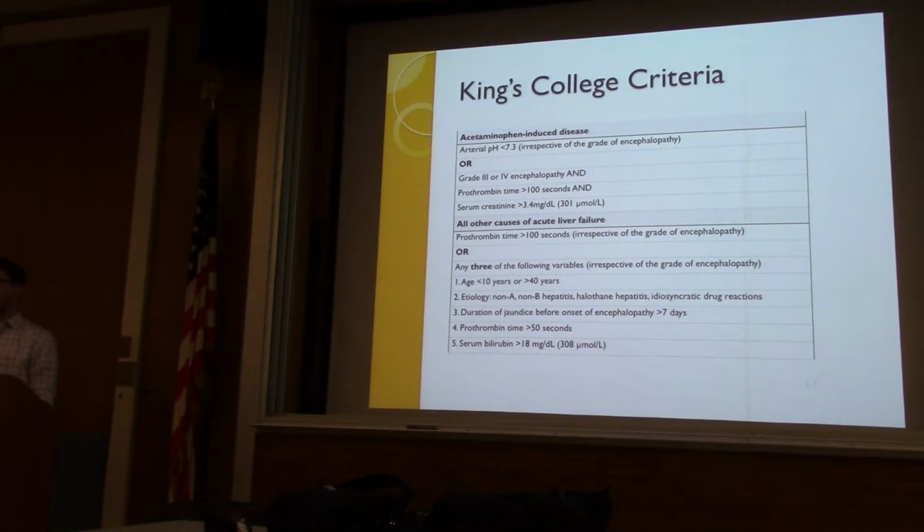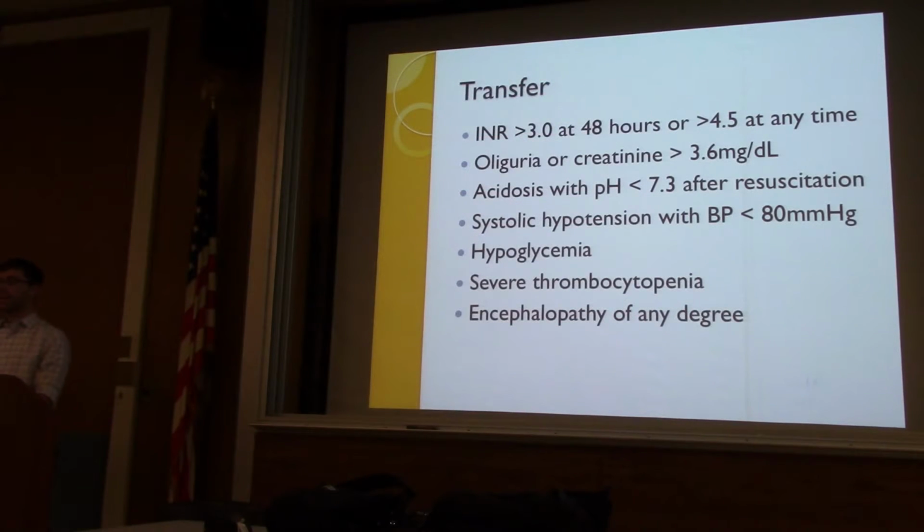Okay? And then we have the King's College criteria. This was developed in England, I believe. And it has a whole bunch of things: INR, serum creatinine, ABG, and acidosis. Probably look it up, no need to memorize it now. But I did find this on Life in the Fast Lane, and I thought this was a very good small criteria for it.